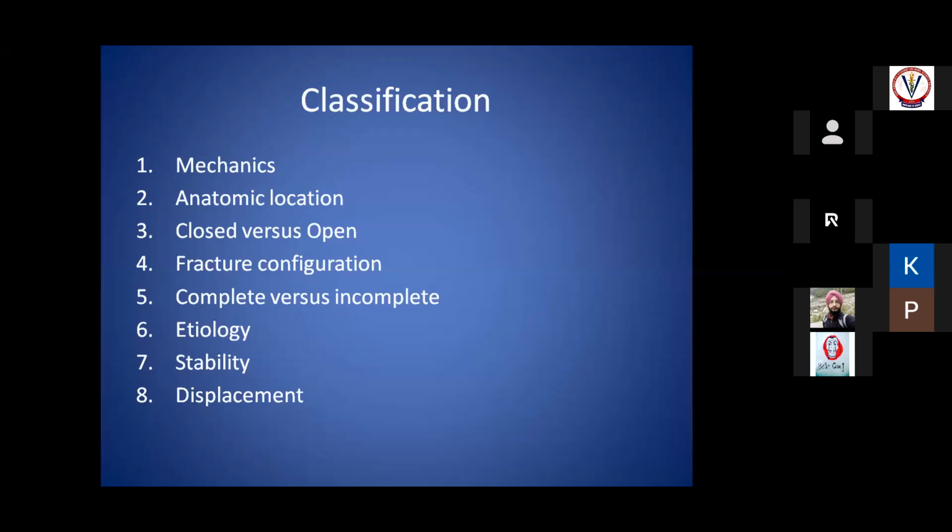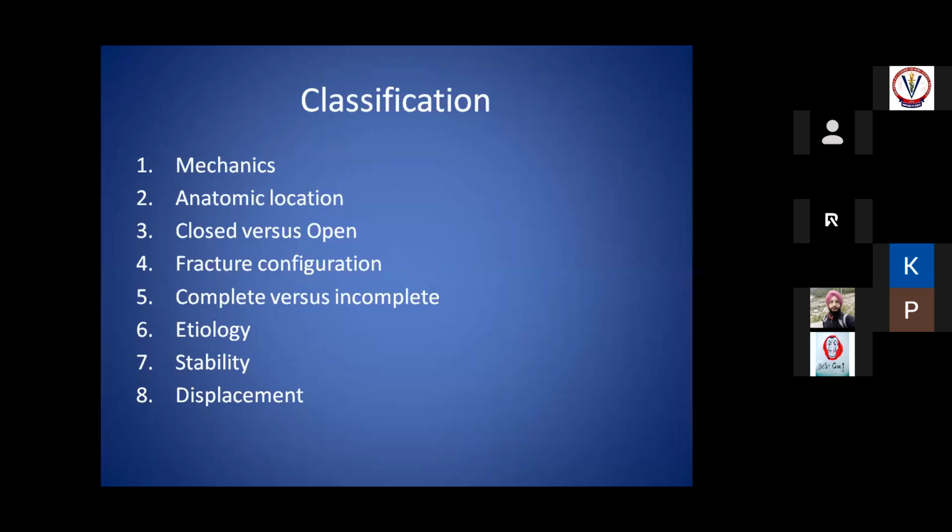Now, stability, how stable the fracture fragments are. There is a fracture, the fragments have separated, but how stable they are at the time of presentation. Based on that, we can classify. And how displaced the fracture fragments are, whether they are lying very close to each other or spaced very far away from each other. Based upon that, we can classify.